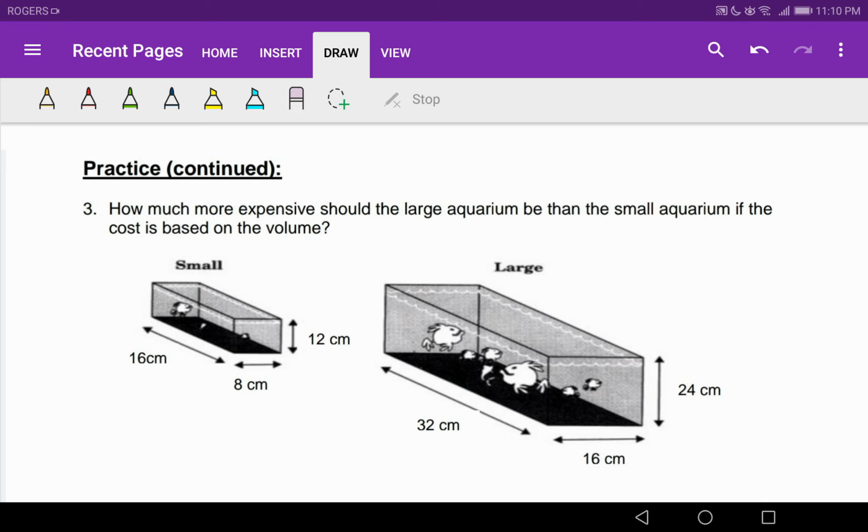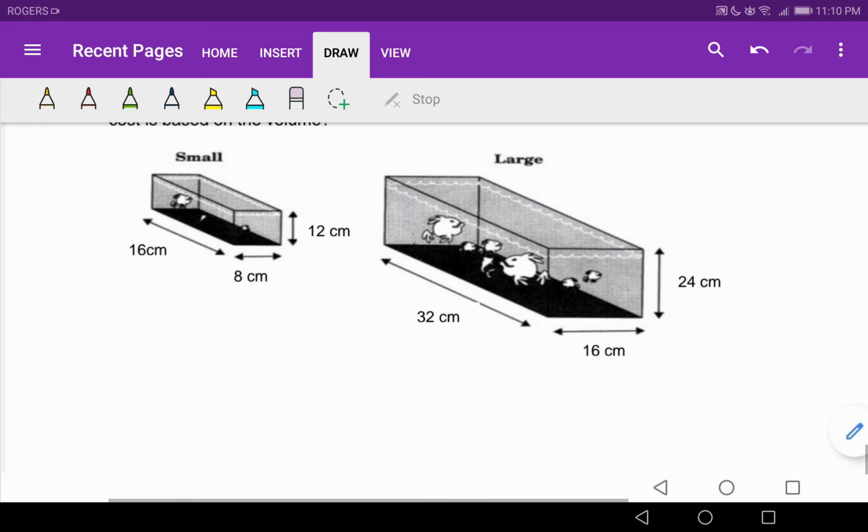How much more expensive should the large aquarium be than the small aquarium if the cost is based on the volume? Okay, so if the cost is based on the volume, how much more should the large aquarium be than the small one? All right, so we're going to get to what we need to solve for in a second. Okay, first let's write down what's given. All right, what's given? Well, we've got my length.